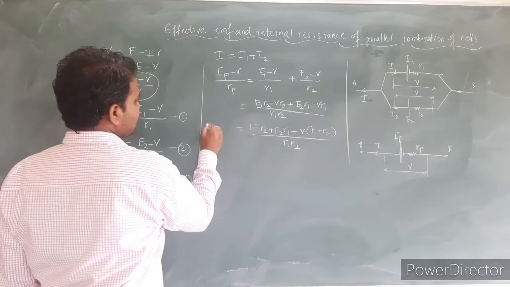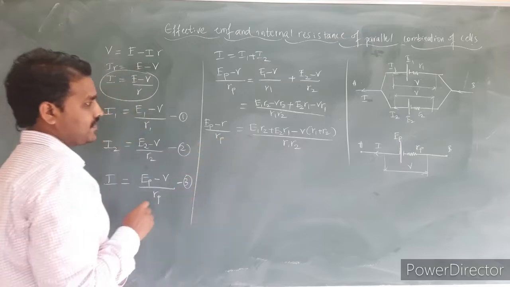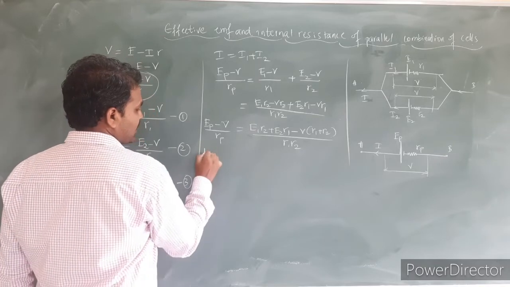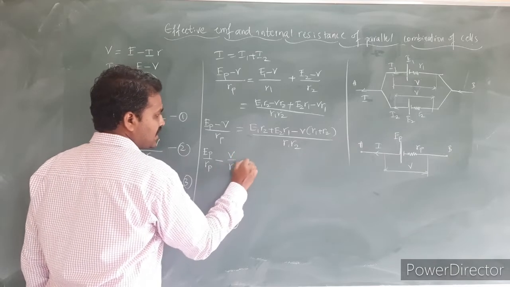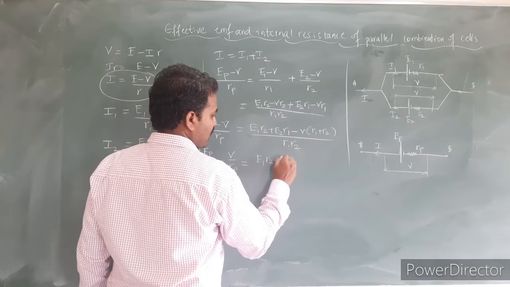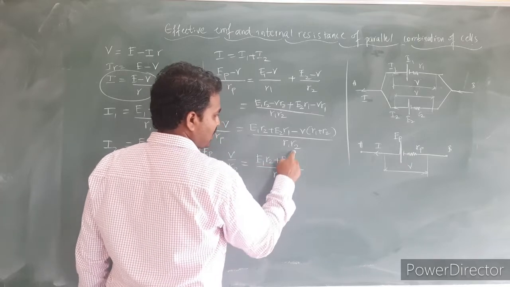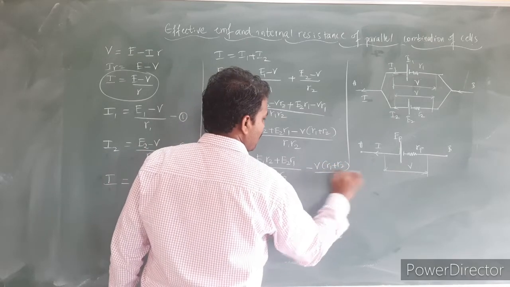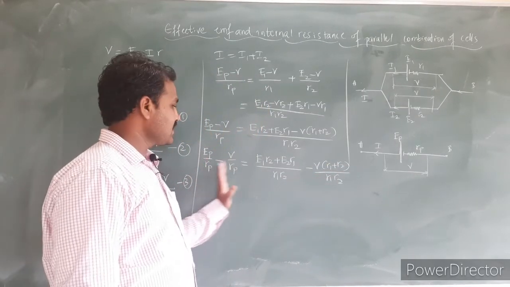In the LHS I have EP minus V whole divided by RP. Let me separate this. I can write it as EP divided by RP minus V divided by RP, which is equal to the same equation as E1 R2 plus E2 R1 whole divided by R1 R2, minus V into R1 plus R2 whole divided by R1 into R2. Now let us compare the LHS and RHS.